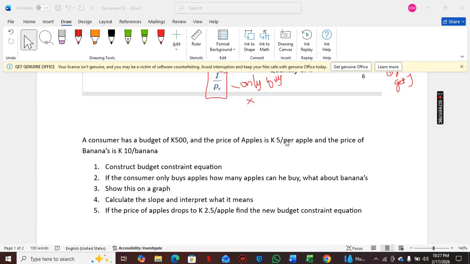...kwacha per apple, and the price of bananas is 10 kwacha per banana. Right? Question 1. Construct the budget constraint equation.